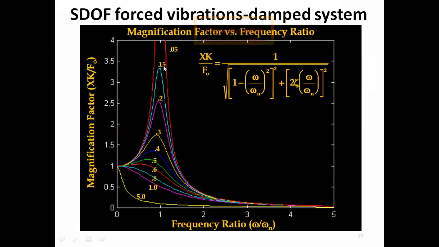So clearly you could see that when the damping in the system or damping ratio is increased, the amplitude of vibration at the resonance would decrease. Similarly, here this is the magnification one.